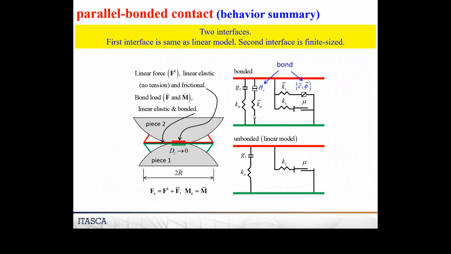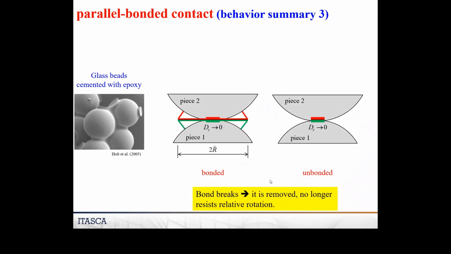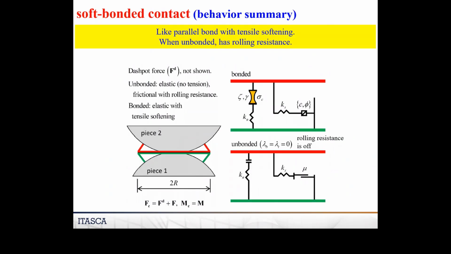But when it's bonded, notice we have two springs acting in parallel, thus the word parallel bond. There's your surface-surface interaction stiffness. Here's the stiffness of the cement. And we also have two springs acting in parallel in the shear direction. The key thing is that after it breaks, it behaves like the linear model. So this cement just disappears when it breaks. Okay, there we go. Bond breaks, it is removed. It no longer resists relative rotation. That's the other thing: this model will resist micro moments.